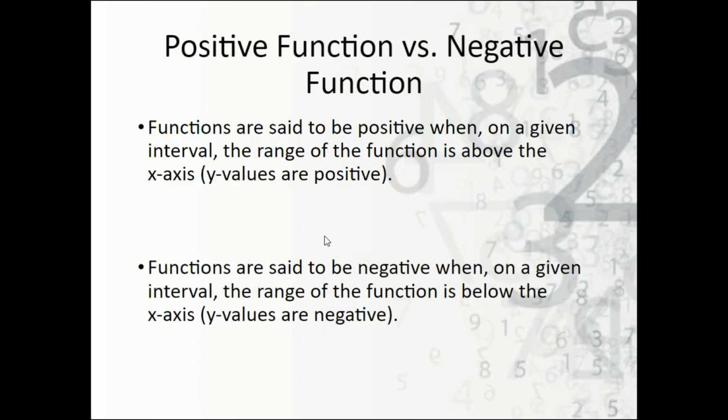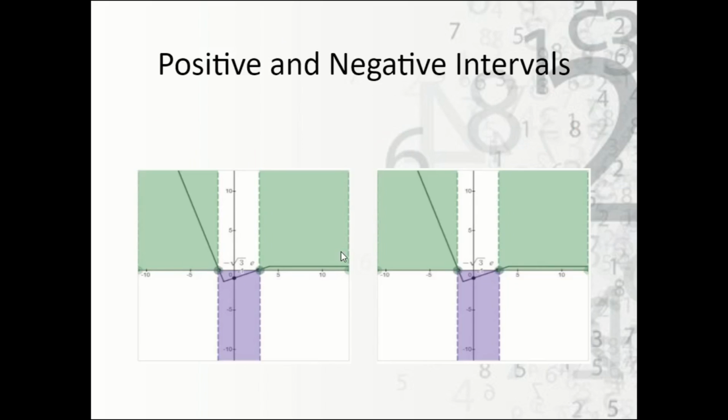Now they're negative on a given interval when the range is below the x-axis. So what does this look like? Well, we have a graph here, and notice my graph goes here, it passes through the x-axis, comes down, starts to come back up, changes again and becomes above the x-axis.